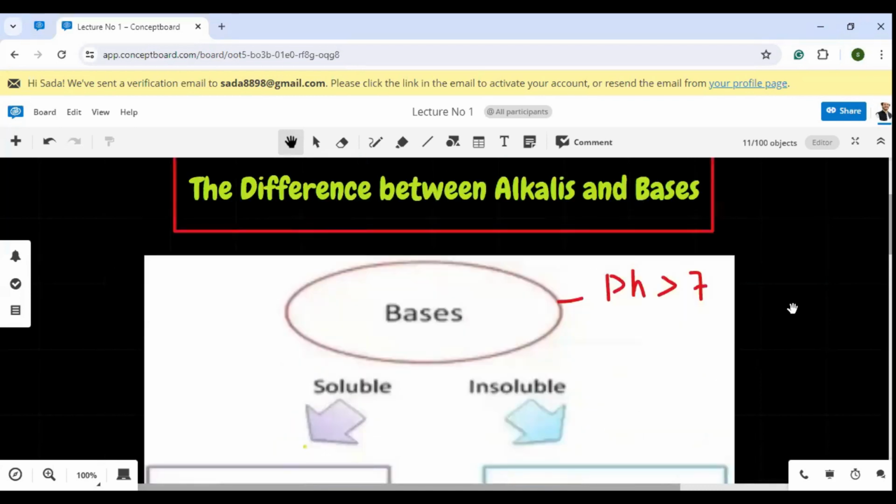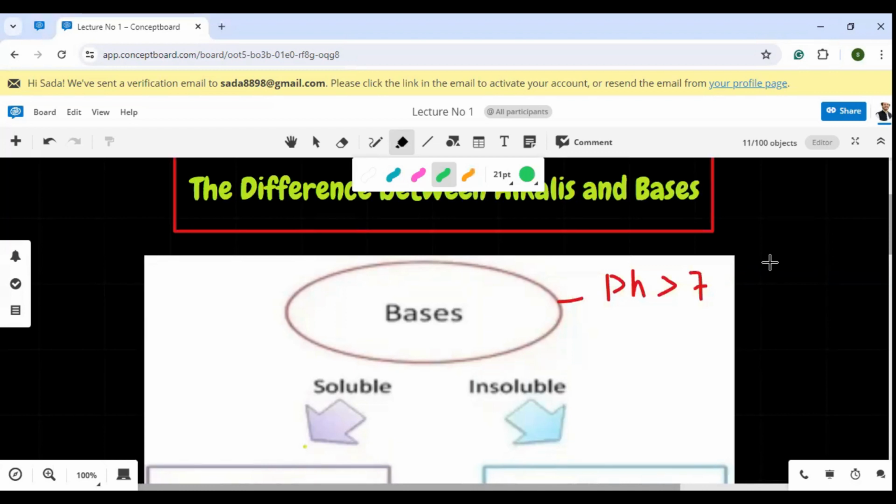So today I'm discussing one of the important topics, the difference between alkali and bases. In today's lecture, I will try to clear all the concepts related to alkali and bases. I hope that by the end of the session, everyone fully understands alkali and bases.